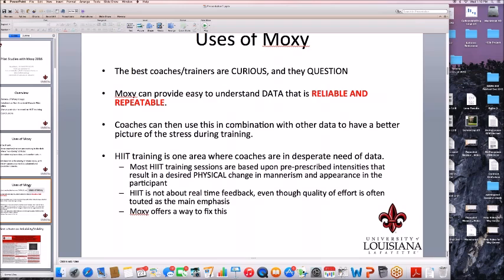All right, so the best coaches and trainers are curious and they question. Well, the best sports scientists, not that I'm saying I'm one of the best, but the best sports scientists are insatiably curious. And so, back a number of years ago at the NSDA conference, I ran into the little booth where they had the Moxy sensors, and I said, wow, that's really cool. That made me curious. And we came across a couple of research studies where we thought we could incorporate that technology.